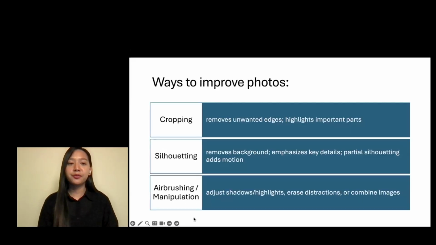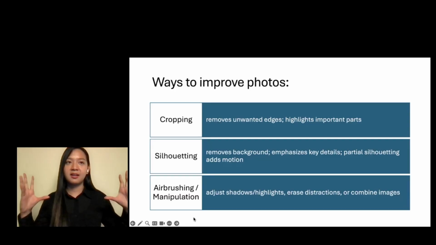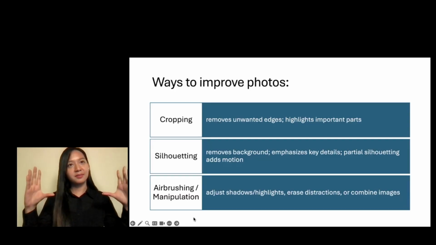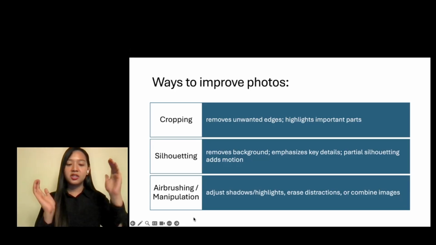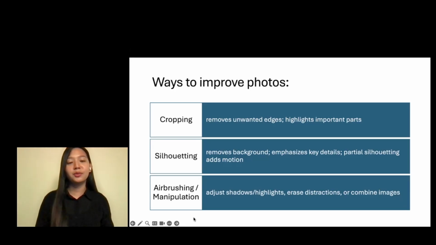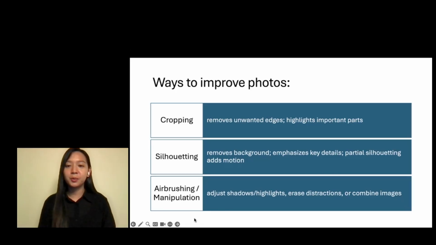So it's easier to digitize photographs. Okay, ways to improve photos. So we have different editing techniques, and one is cropping. Cropping is very commonly used on our phones, and it's easy to remove some unnecessary sides of the photos. So cropping removes unwanted edges and helps highlight the most important part of the image.